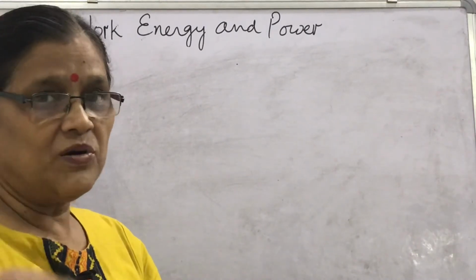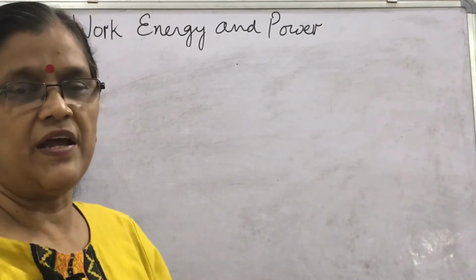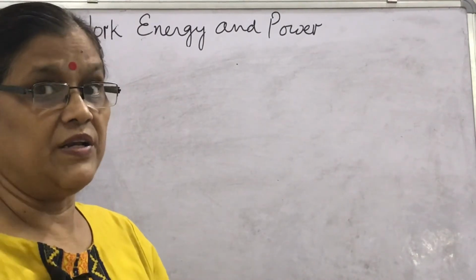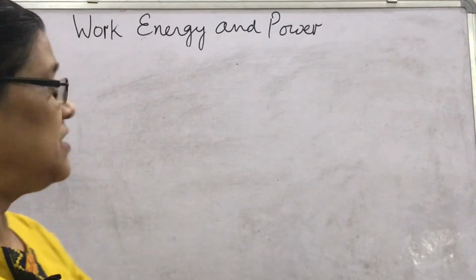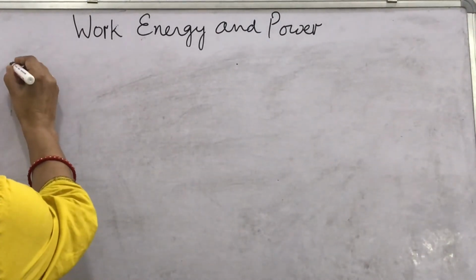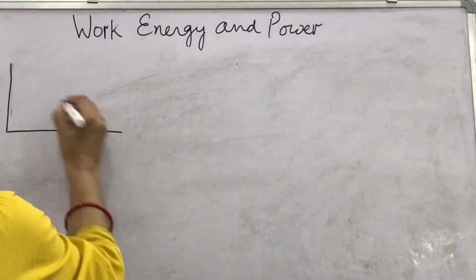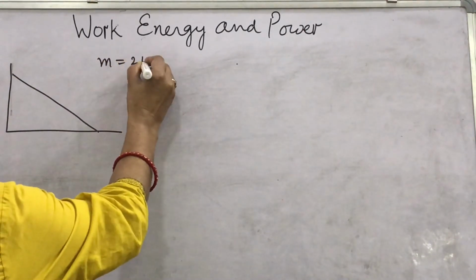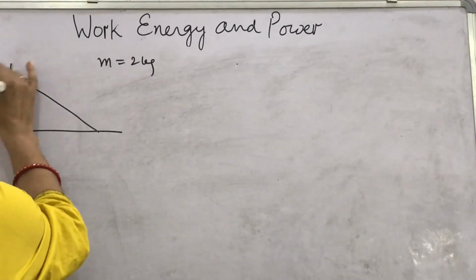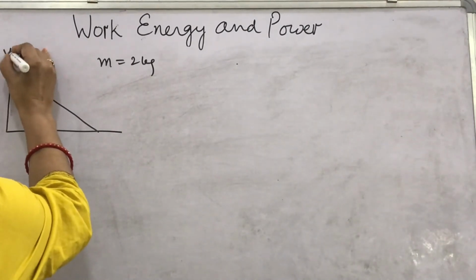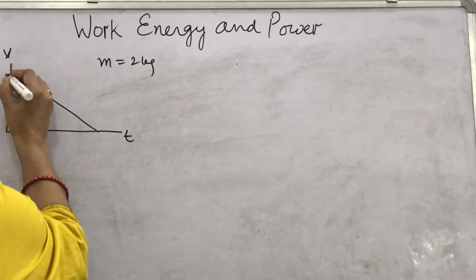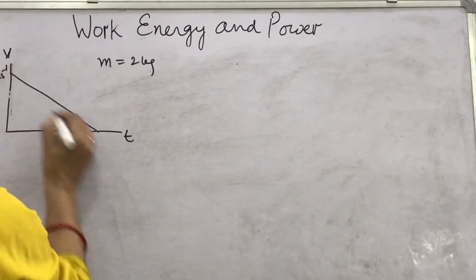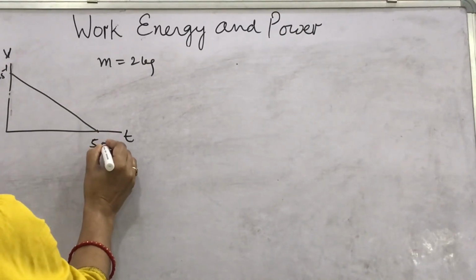What is its role in solving the questions where F and S, force and displacement, are not given directly? Then how will you find the work done? Look at the question. The first question says that from the Vt graph of an object of mass 2 kg, this is the velocity and this is the time graph. Suppose here the velocity is 50 meter per second and here the time is 5 seconds.